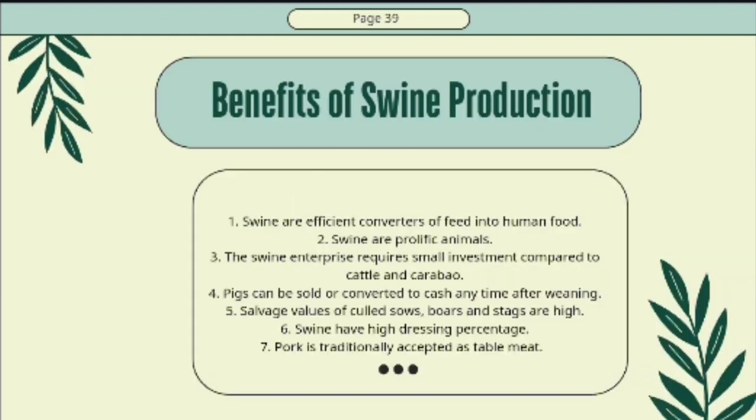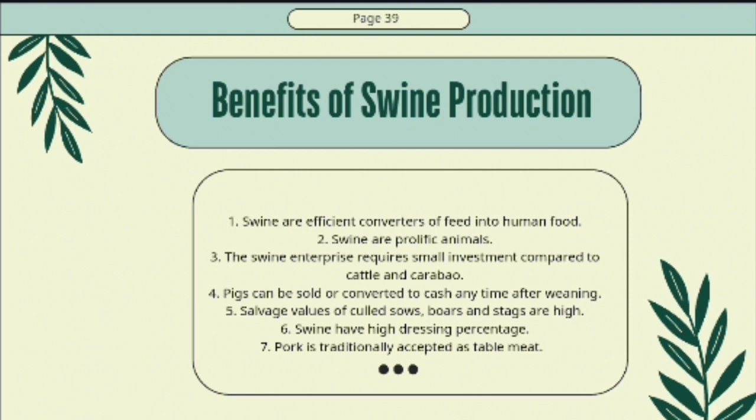Also, these are the benefits of swine production. Swine are efficient converters of feed into human food. Swine are prolific animals. The swine enterprise requires small investment compared to the cattle or the carabao. Pigs can be sold or converted to cash any time after weaning.